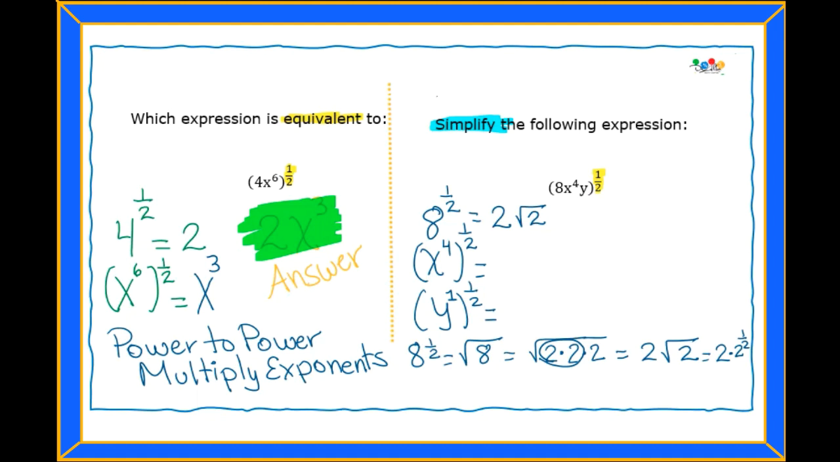What about x to the fourth power raised to the half power? That means that I need to multiply 4 times half, and I do get a 2. So this will be x to the second power. And for the last one, the 1, which is the exponent inside the parentheses, times half gives me y to the half power. Now remember that y to the half power is the same as square root of y. Keep that in mind, because that's going to help you understand how we write down the answer.